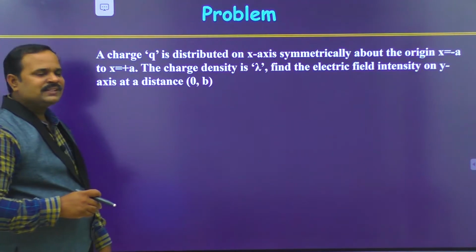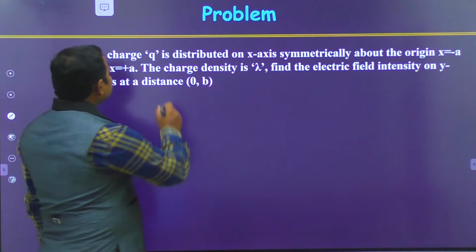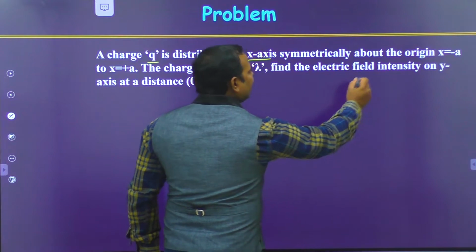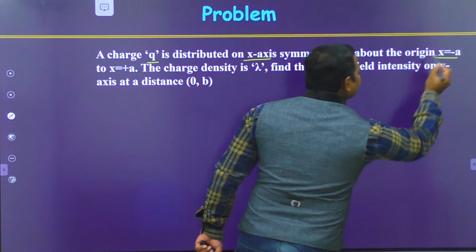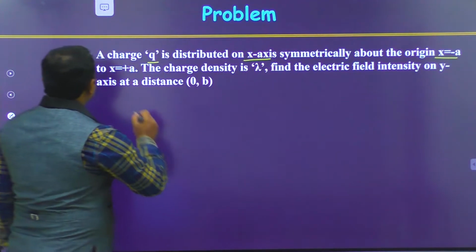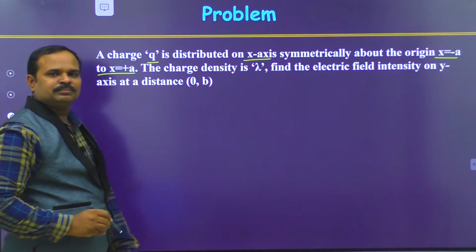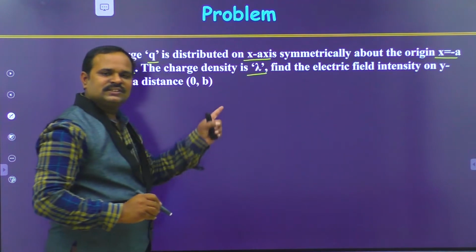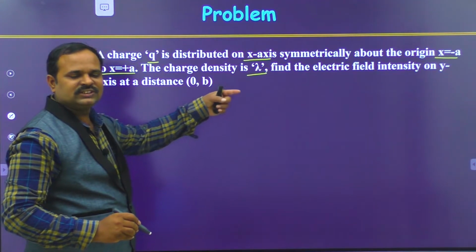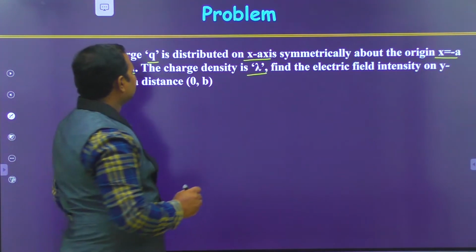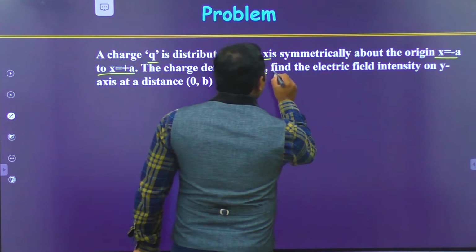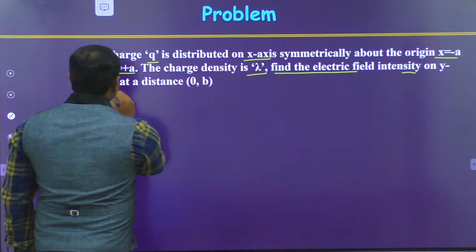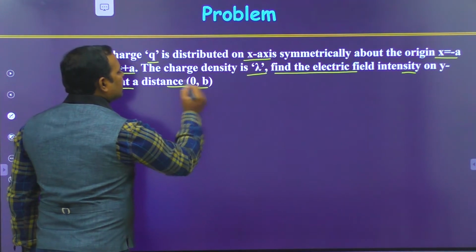So here the problem is: a charge Q is distributed on the x-axis symmetrically about the origin, from x equal to minus a to x equal to plus a, and the charge density is lambda. Since this is a linear charge, the charge is distributed along the line, so it is given as linear charge density. Now find the electric field intensity on the y-axis at a point (0, b).